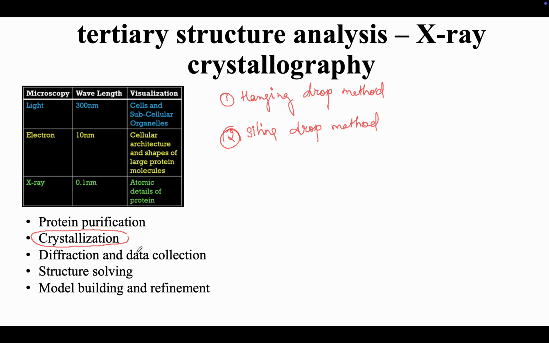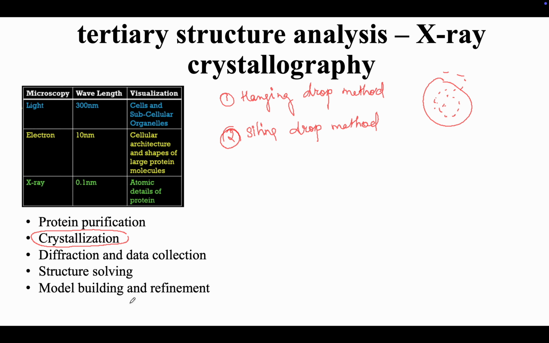After getting nice crystals, you can do X-ray crystallography, and the basic principle is that the electrons in the crystals, in the nuclei, will diffract the X-rays, and it will give you a pattern. It will give you a different pattern depending upon your molecule, and then we collect the data.